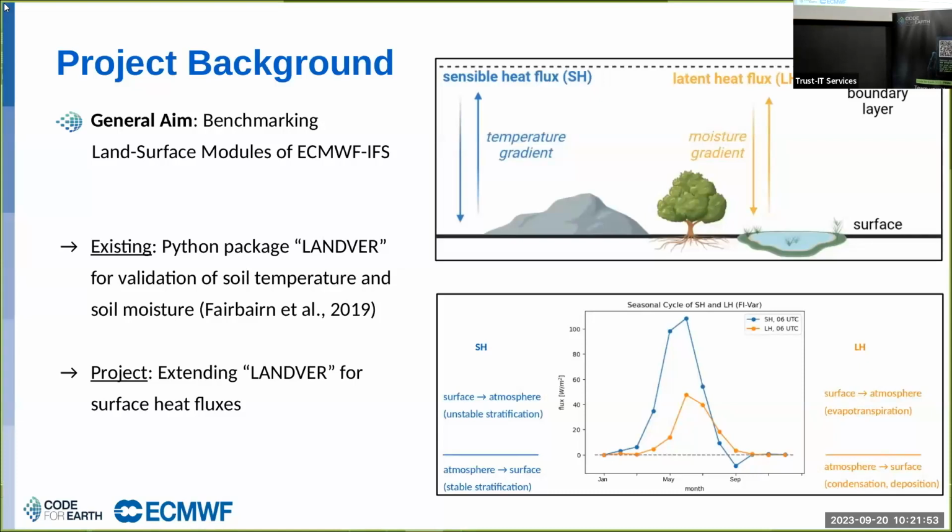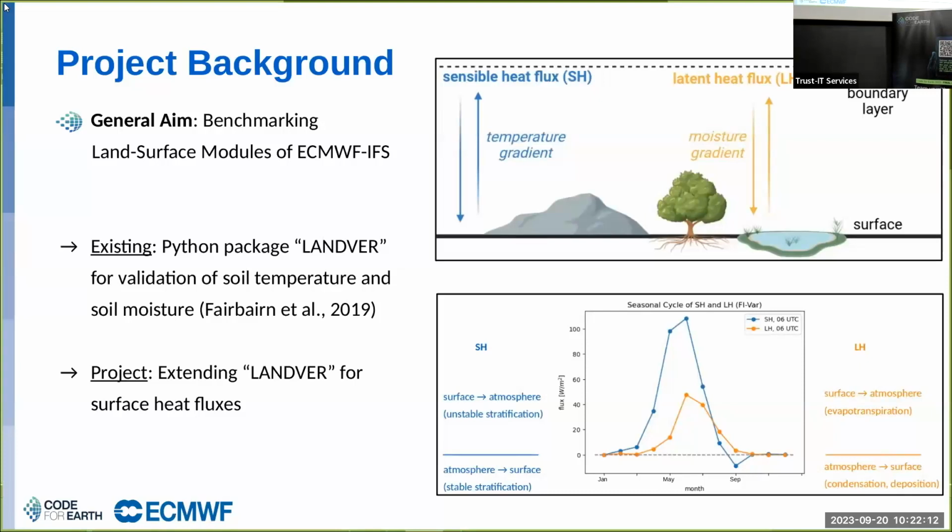And in the bottom right plot, you can see exemplarily the seasonal cycle of sensible and latent heat fluxes. And you see that during the summer month, we have positive fluxes, and during the winter month, they are close to zero or also slightly negative.